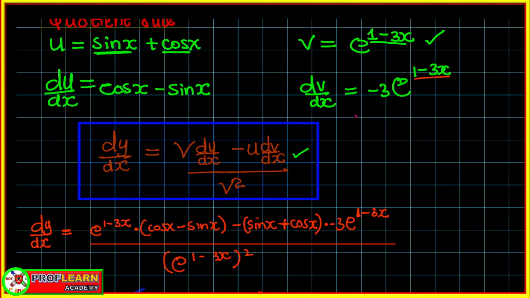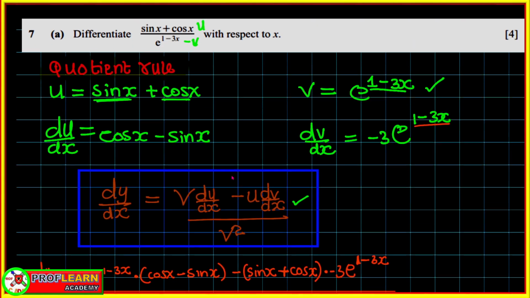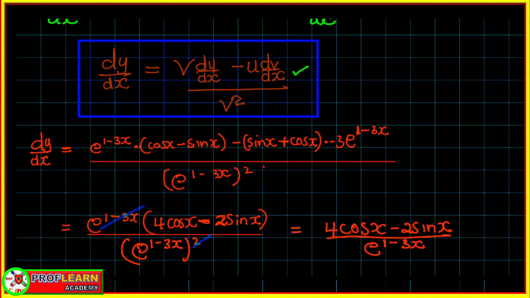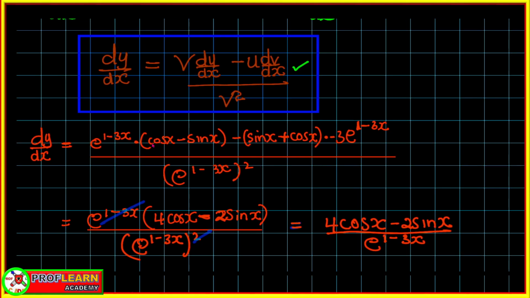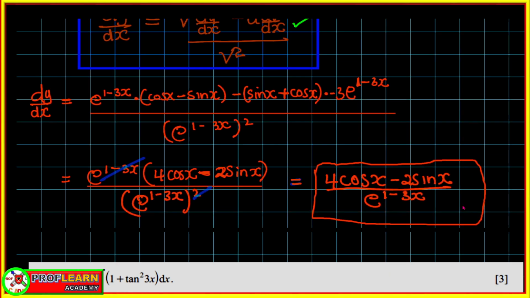Now that you have dv/dx, remember dy/dx for the quotient rule is v du/dx minus u dv/dx over v squared. So you are going to do substitution, and if you simplify the expression, you can leave it the way it is. There's no harm, because you will still get all your marks, but I felt it's imperative for us to simplify the expression, and our expression will simplify to that.